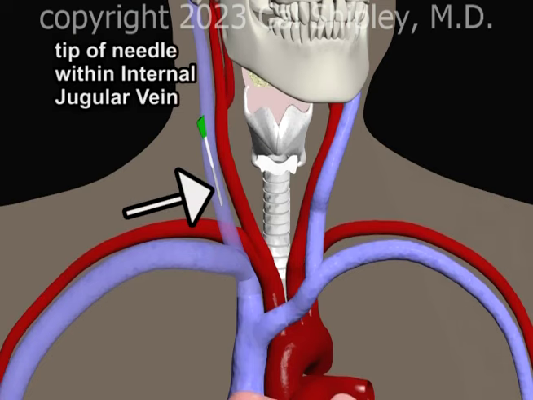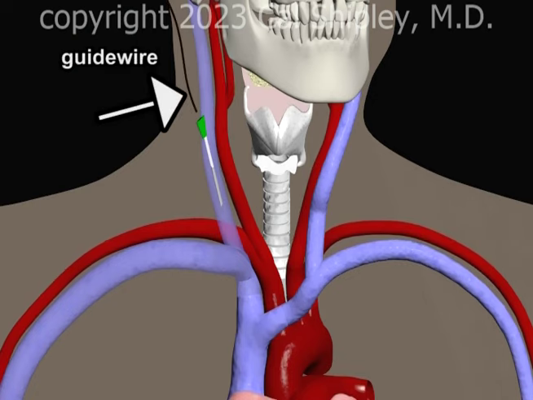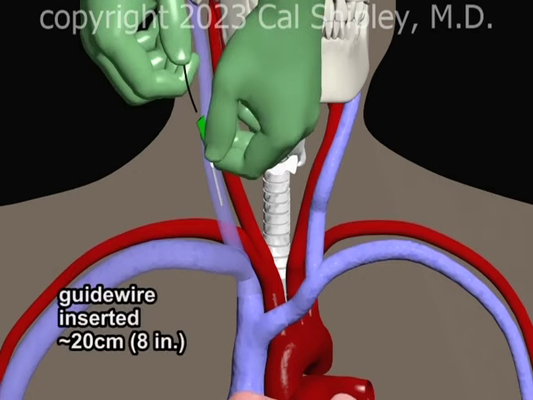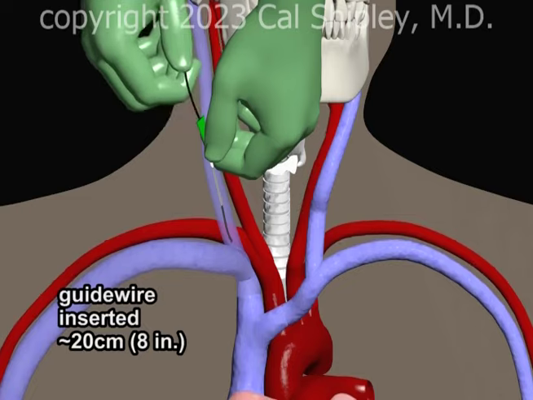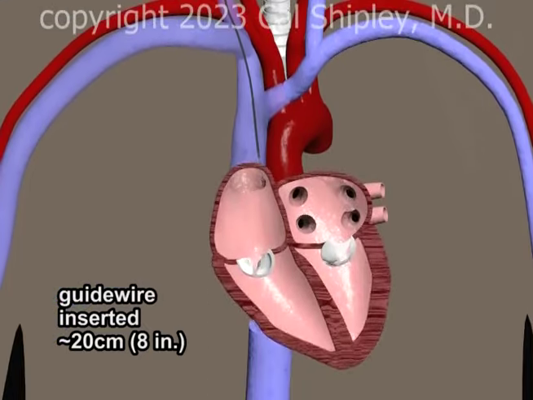Once the needle tip has been successfully placed within the internal jugular vein, a guide wire is inserted through it. For a typical adult male in a right internal jugular vein insertion, the guide wire is advanced about 20 centimeters so that the tip lies within the right atrium of the heart.